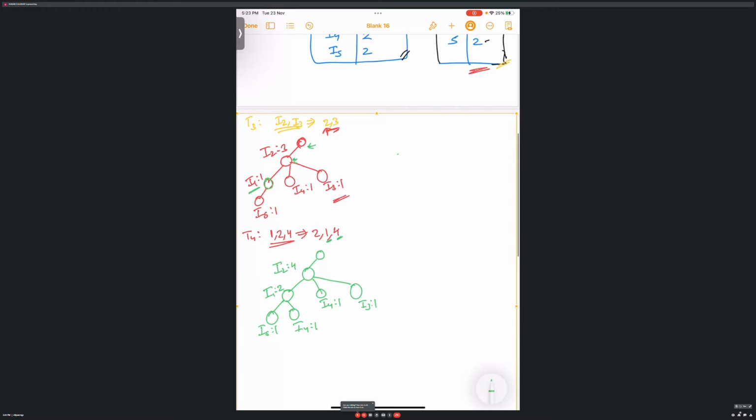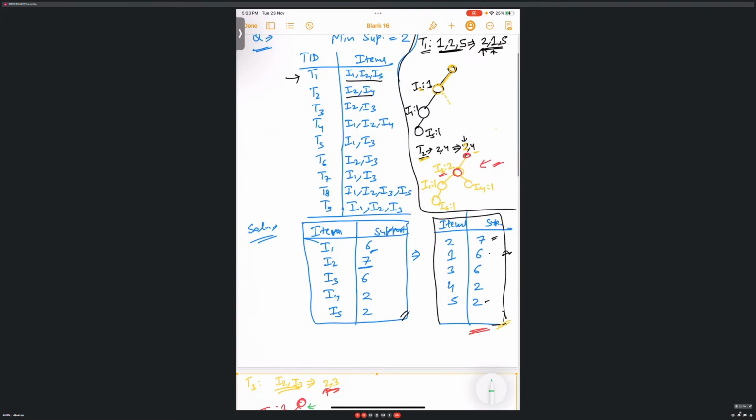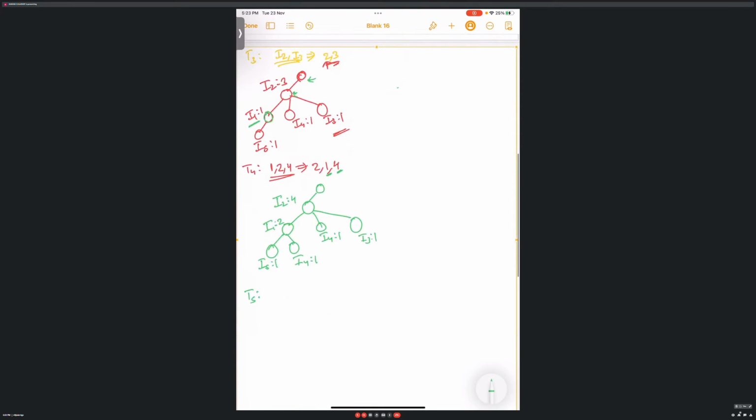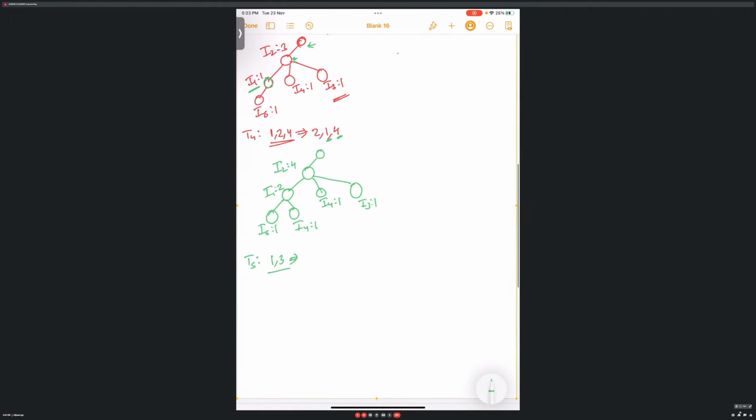Okay. Now T5. T5 states 1 and 3. 1 and 3. For 1 and 3, yes, the order is the same, 1 and 3. Now look into this previous tree. This is my root node. Do I have access to 1? No, I don't have. Then in that case, I have to add one more child.